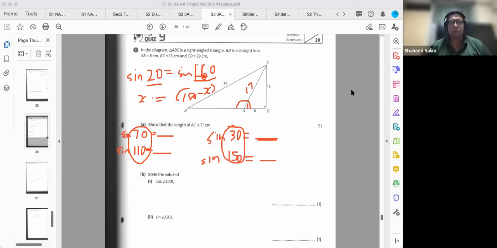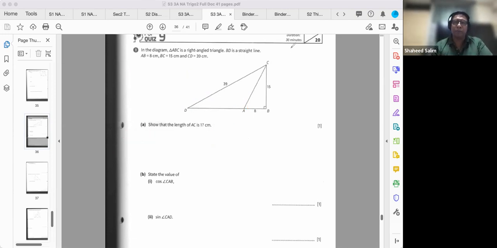Sine CAD is the same also, because if this is 20 degrees or 160 degrees, then 30 is 150, because they add up to 180 degrees. You get it? Okay, good. Since we are on this topic, can we now try cosine? Is cosine 30 equal to cosine 150? Can you try cosine 30 and cosine 150? Are they the same? If not, what's the difference?